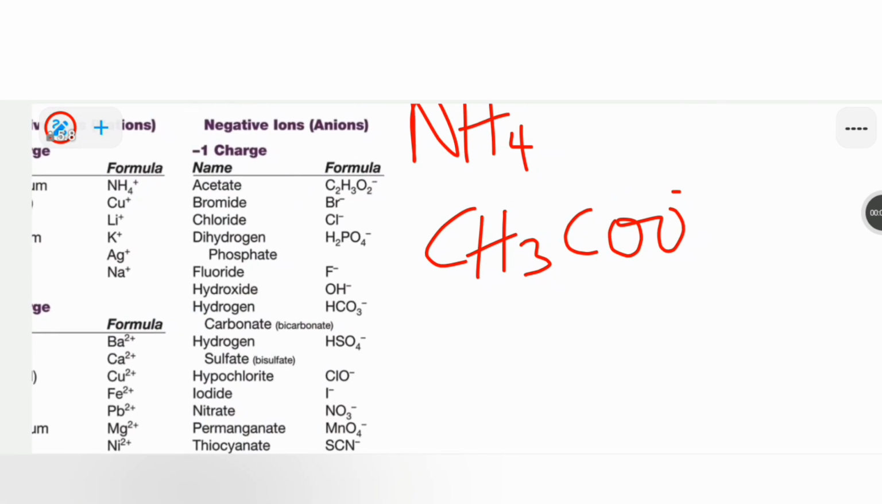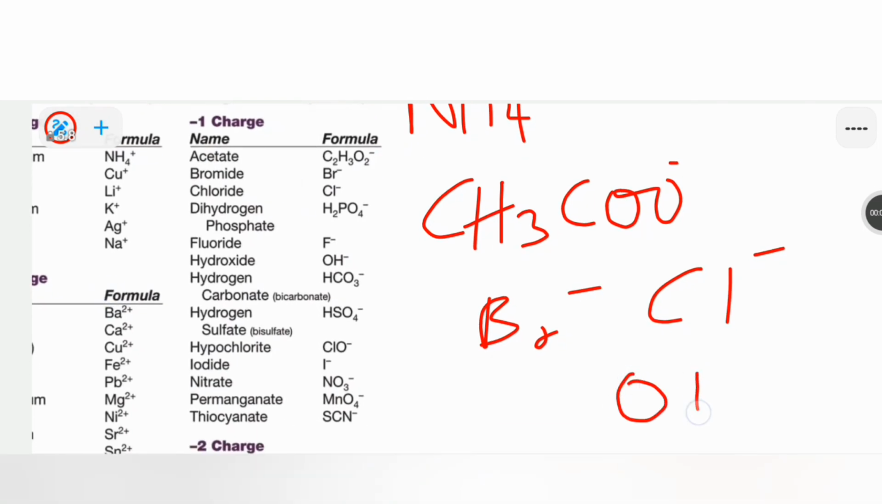You also have the bromide ion. Bromide ion is just Br- because that is from the halogen. All the halogens have a charge of -1. The same thing with chlorine. Chloride ion is Cl-. This is the fluoride ion, as you can see, that's F-. Then you also have what is called the hydroxide ion, which is OH-. OH-, that's the hydroxide ion.